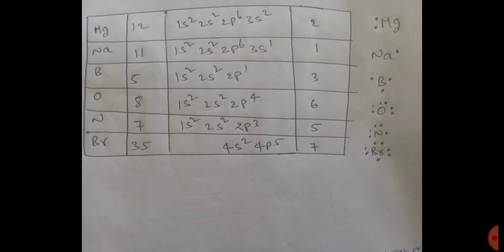Okay, these are the Lewis dot structures of atoms of magnesium, sodium, boron, oxygen, nitrogen as well as bromine.